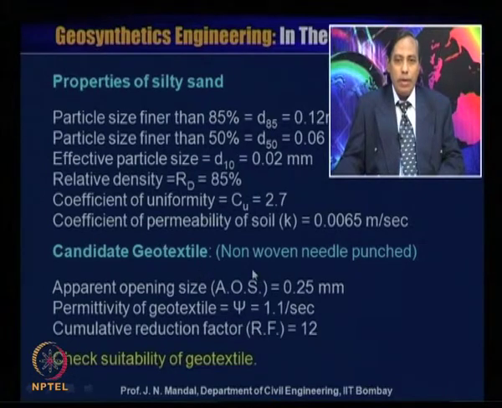Candidate geotextile: we are considering here the non-woven needle punched geotextile. The properties of the non-woven needle punched geotextile: apparent opening size AOS is 0.25 millimeter, permittivity of geotextile psi is equal to 1.1 per second, and cumulative reduction factor RF is equal to 12. So, we have to check whether this non-woven needle punched geotextile material is suitable or not.